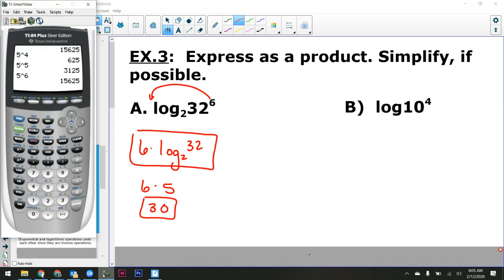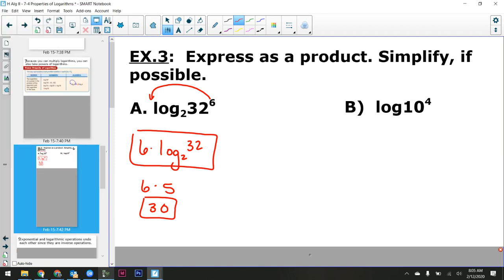Okay, take a look here. 32 to the 6th power is this big number, right? Guess what? 2 to the 30th power is the exact same thing. So I could have evaluated without bringing that power in front. It just makes it a little bit simpler for us.